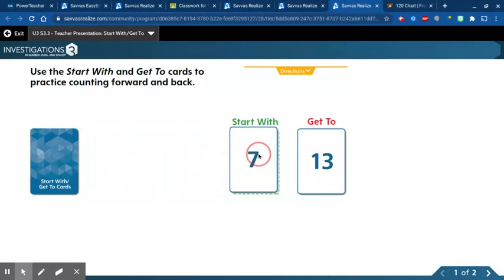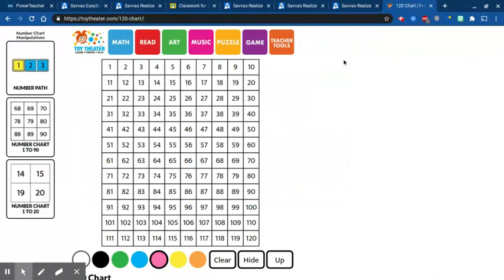So we are going to start with the number 7 and get to 13. On our chart, I'm going to put a marker on the number 7 and one on 13. What you need to do first is decide, is my number getting bigger or smaller? The next thing you need to do is figure out, how are you going to get from 7 to 13?